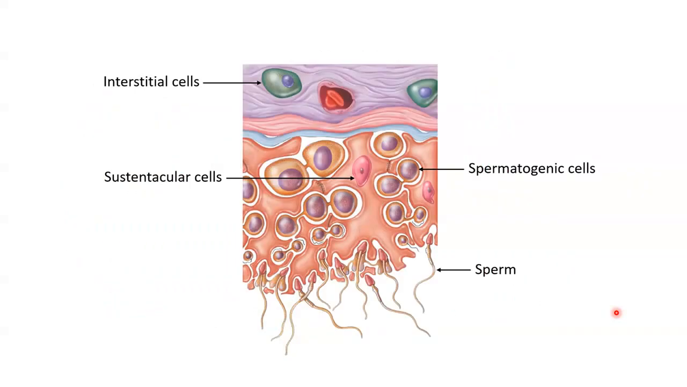Now, within those seminiferous tubules, so this is a section of the seminiferous tubules, are two types of cells. We have spermatogenic cells, so genic means to produce, and sperm, so these are our sperm producing cells. Our spermatogenic cells are all of these purple cells. We also have our sustentacular cells, which can also be called our Sertoli cells. They are these two pink cells here, and they function to support sperm production.